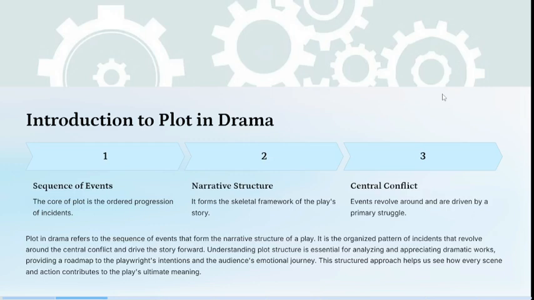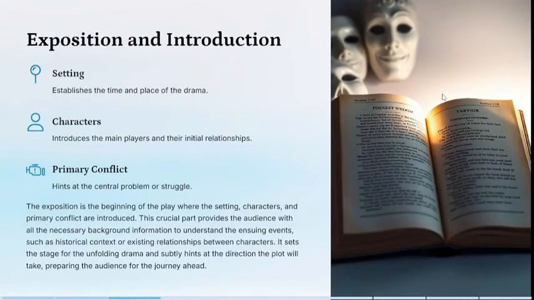So now what are the elements that make up the plot structure of drama? We have the exposition, the inciting incident, then the rising action, the climax, the falling action, and the resolution or denouement. So to start with the exposition, what do we understand by the exposition in the plot structure of drama?